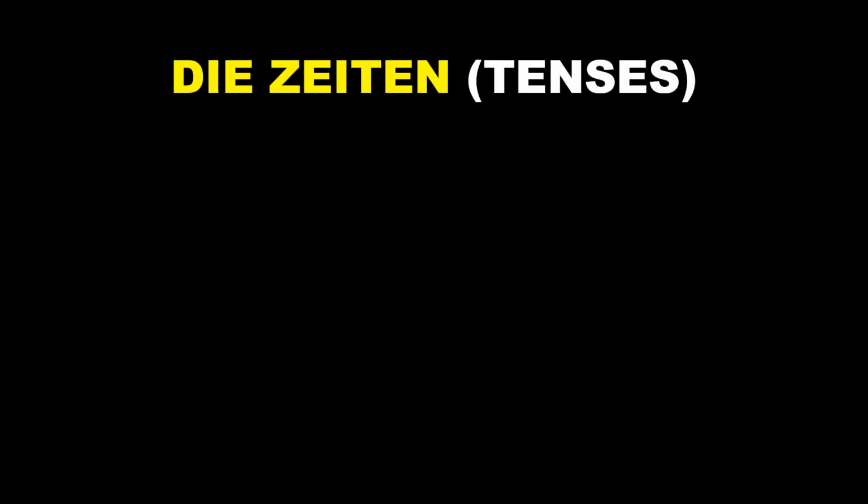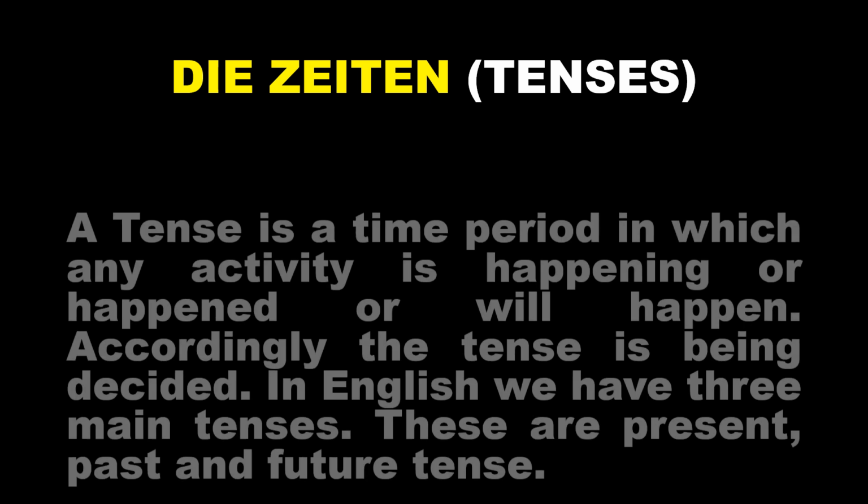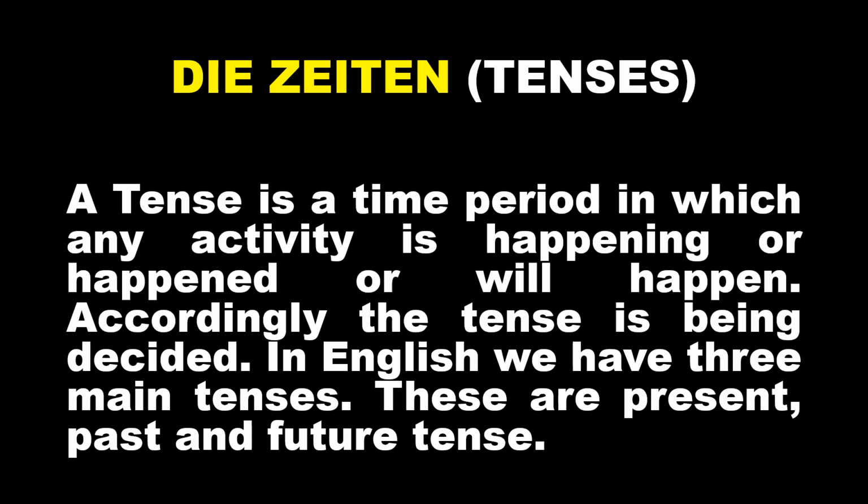Let's first understand what tenses are. In German language, we call it die Zeiten. As you know, all the nouns in German language have an article. Zeiten is plural. That is why it is die Zeiten. In a very simplified manner, a tense is a time period in which any activity is happening, or happened, or will happen. So there are three time frames here: currently happening, already happened, or will happen in future. Accordingly, the tense is decided.